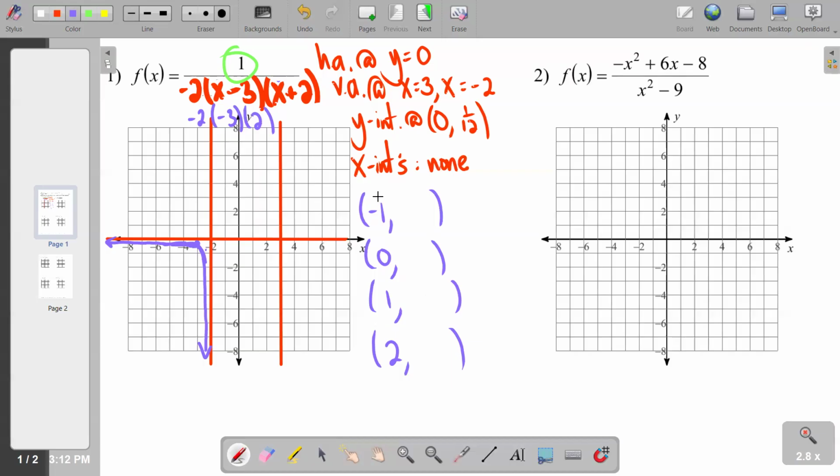Yeah, we already know 0, don't we? So we can just fill that one in. That's 1/12. And let's go ahead and do -1. I got 1/8. I don't know about you guys. Yeah, I got one too.